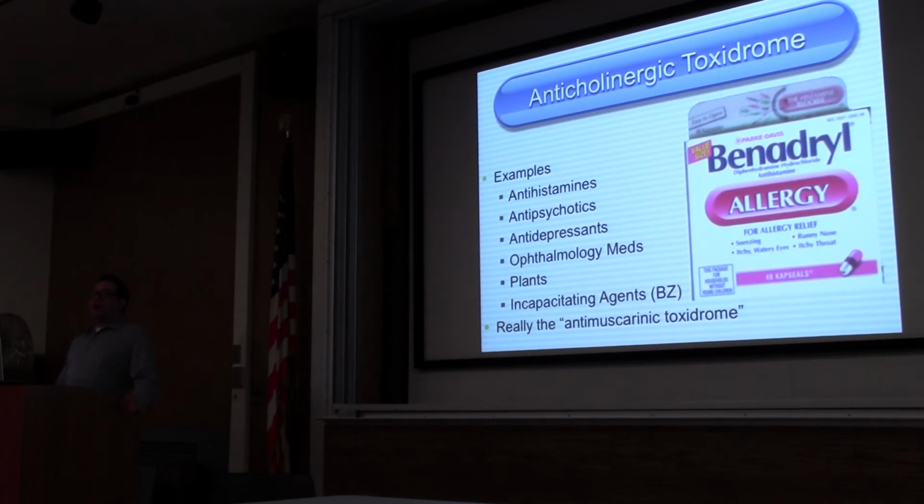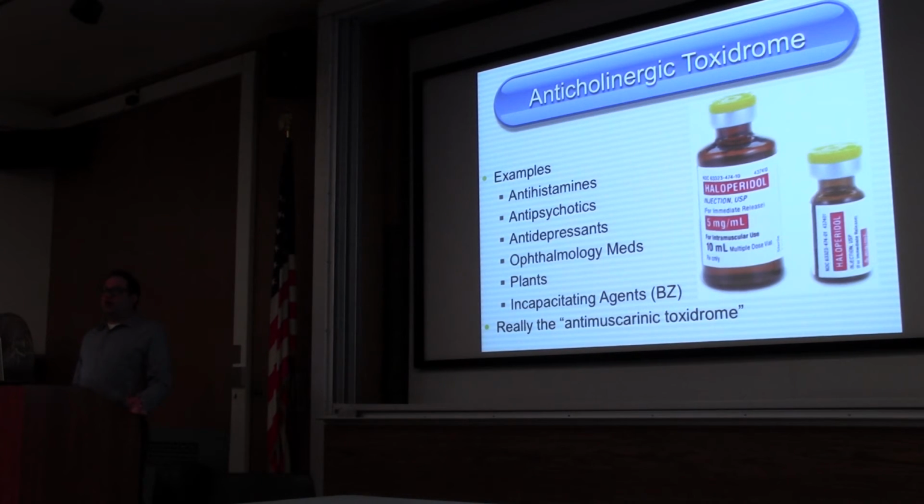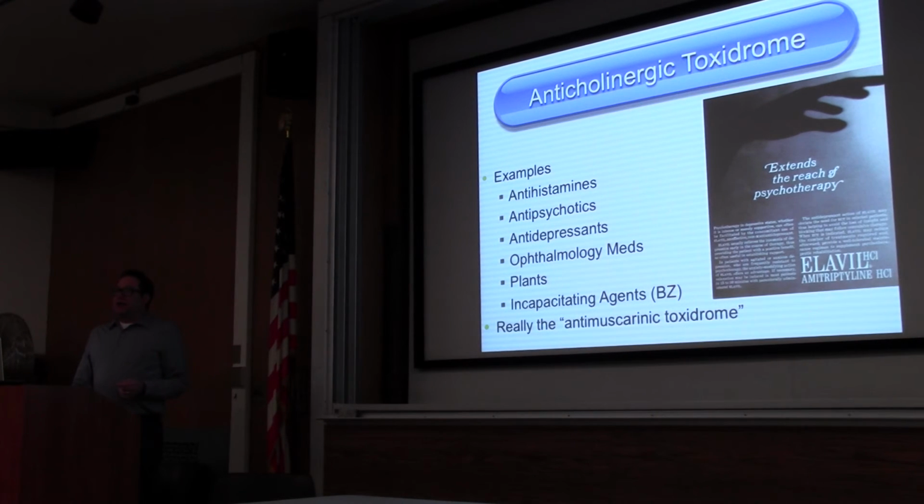All right, so there's a lot of things that are anticholinergic that are out there. Antihistamines, and in New York City, by far, the number one anticholinergic overdose that you're going to see is Benadryl. Antipsychotics, particularly the older ones, the butyrophenones like haloperidol, the phenothiazines like Thorazine, but some of the newer ones too. Olanzapine is pretty anticholinergic. Antidepressants, and here again, not the newer SSRIs and SNRIs, but the traditional tricyclic antidepressants.